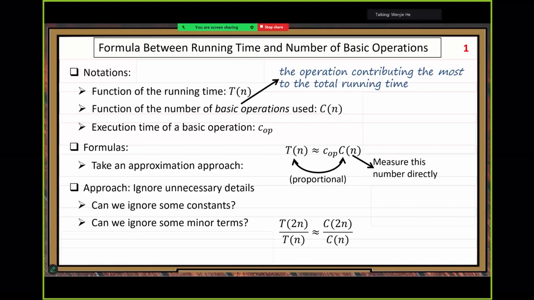All right. Now, let's take the ratio. Because when we consider the efficiency problem here, for each function, T function, C function, we want to see how fast this function increases. Usually the function increases when the problem size n grows, right? But how fast is the increasing rate?